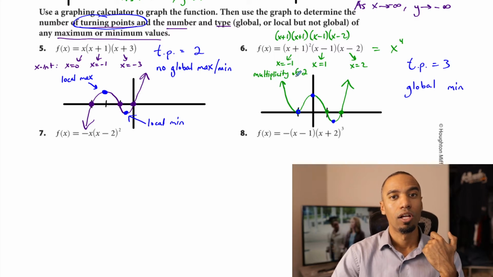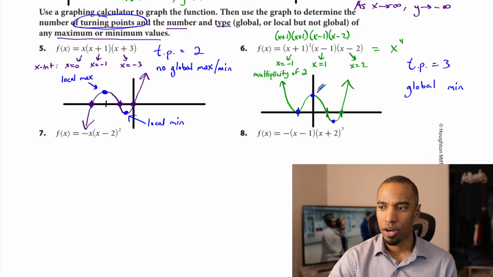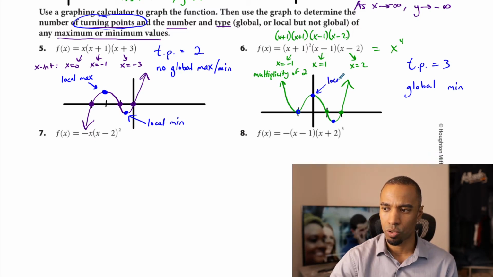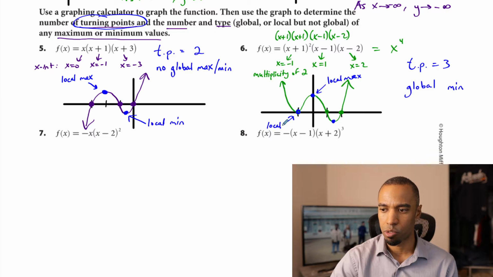How many local or relative maxes are there? How many local relative mins are there? Well, there is an increasing to decreasing point right here. That is otherwise known as a local max. And then there are 2 local minimums. One right here where it has that bounce back with a multiplicity of 2. There's a local min there. And then there's a local min here. So there are 2 local mins.